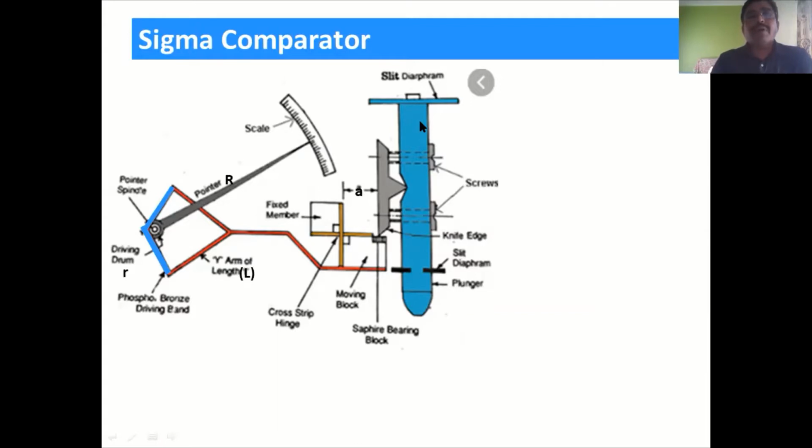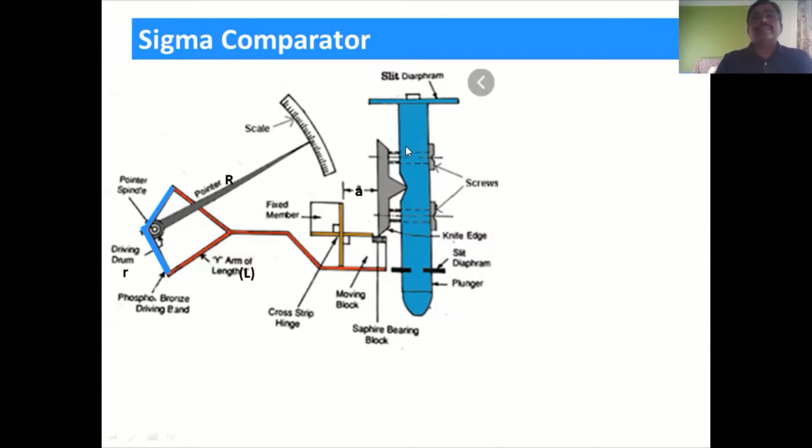So we'll go one by one. The first is the plunger. This plunger will come in contact with the workpiece, whose height or thickness has to be checked, or even you can check the roughness also. Now, the blue color is a plunger which is mounted on the slit diaphragm for the frictionless movement of this plunger. Means the plunger moves in a linear motion, which should be very free.